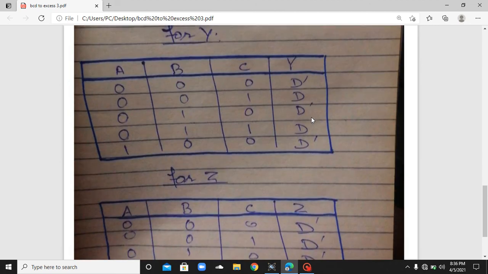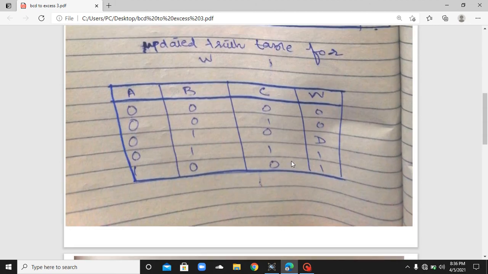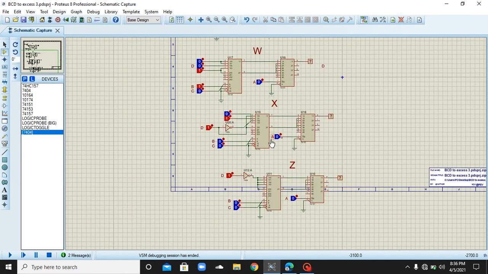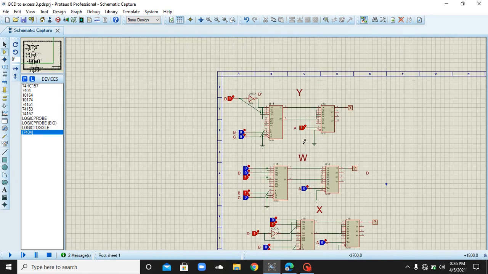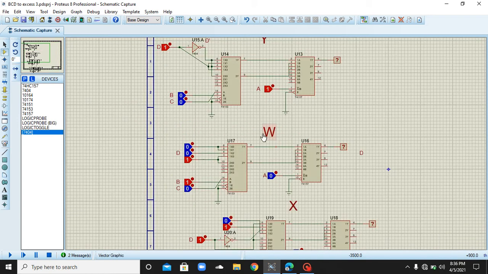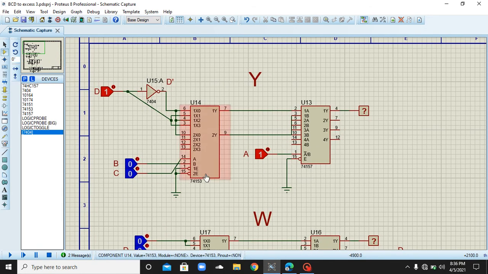For the clarity of these truth tables, I have made the simulation in Proteus, which I am going to show you. So this is my simulation. This is my circuitry. I have used these 2 muxes over here, and I have implemented the circuit.